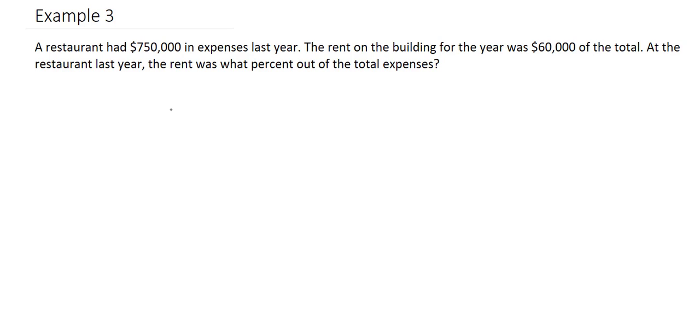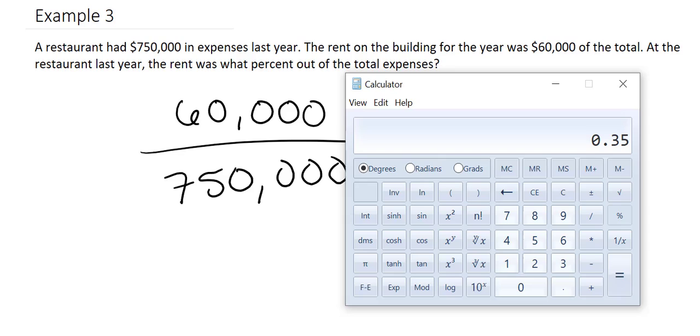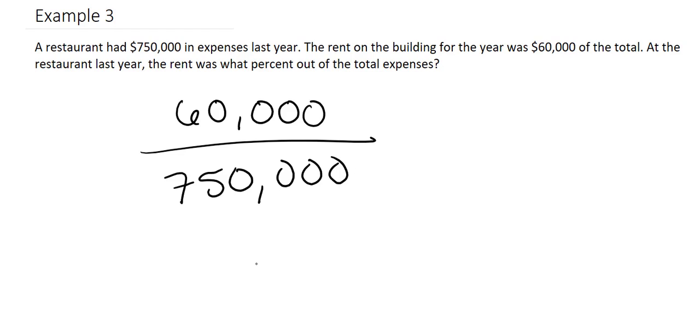So first we need to set the fraction, right? So we need to put 60,000 over 750,000, right? And we couldn't do the money sign, but they will just cancel out. So now we have it set up as our fraction. So what we're going to do is divide, right? We're going to go 60,000 divided by 750,000, and we get 0.08.